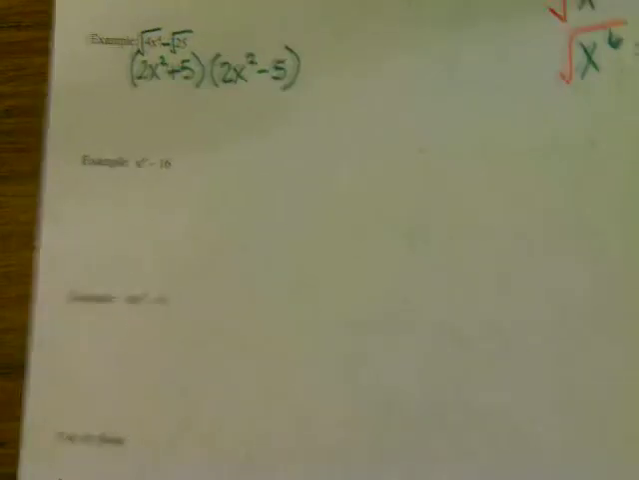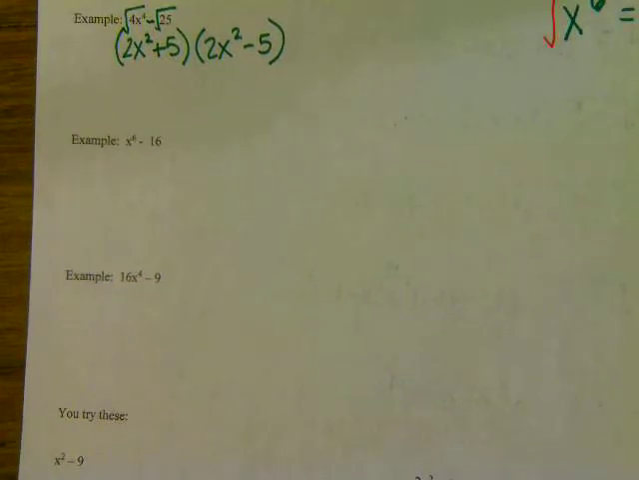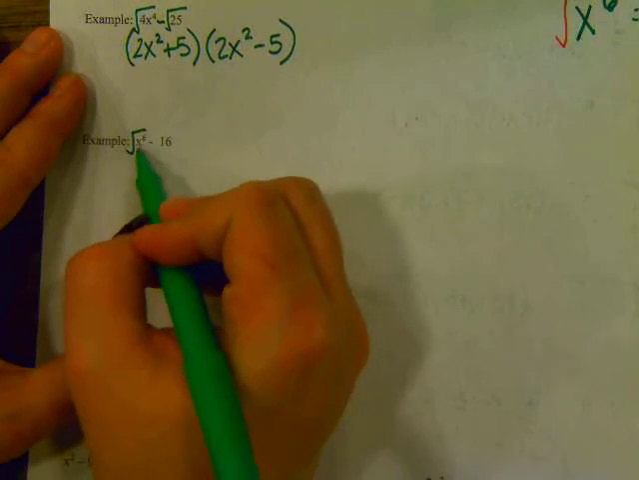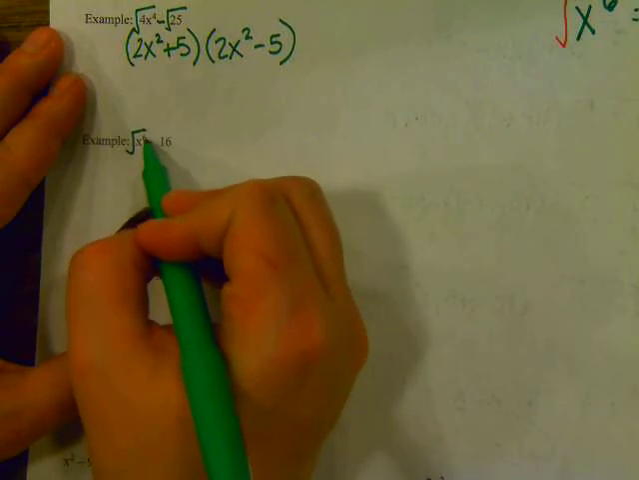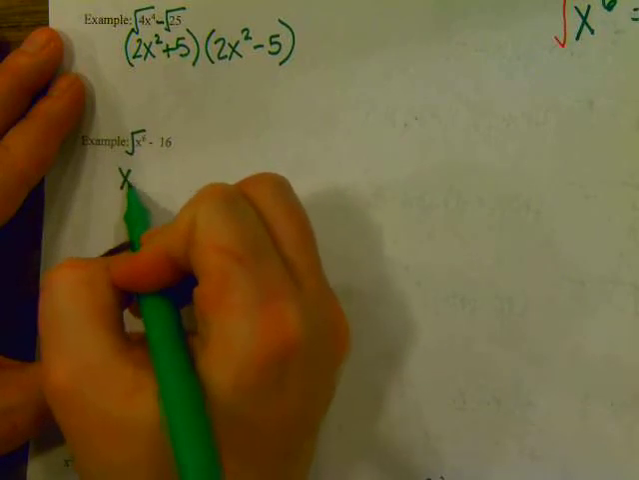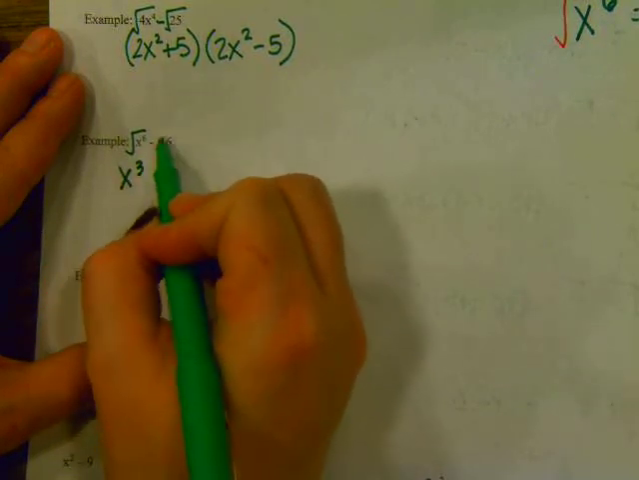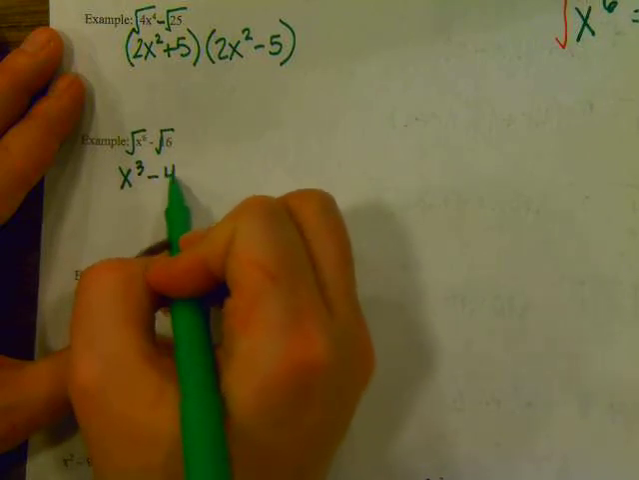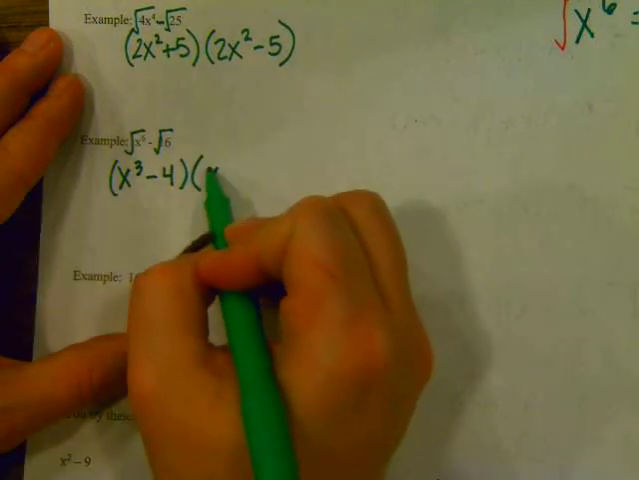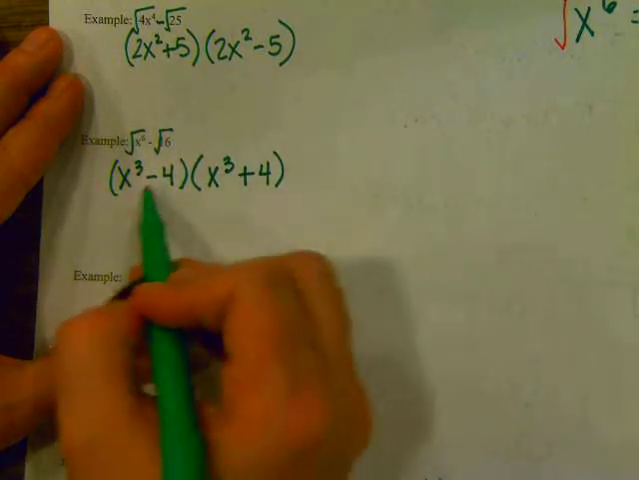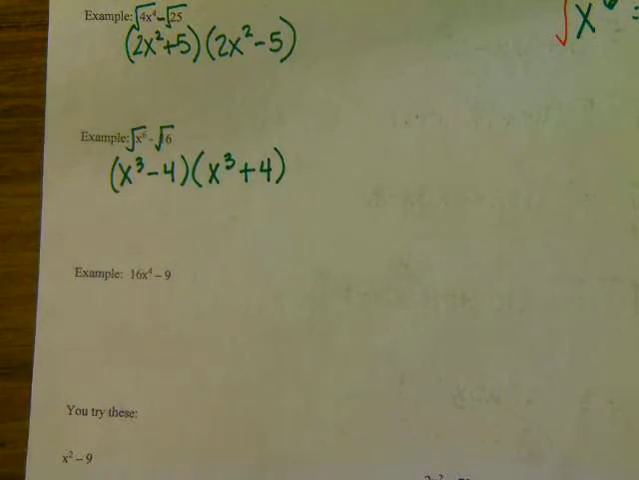Let's try 2 more examples here, and then I'll have you try a couple. Can you do the square root of x to the 6th? Yes, because this is an even exponent. Like I said, it'll be x to the 3rd. The square root of 16 is 4. So x to the 3rd minus 4 times x to the 3rd plus 4. Now again, it doesn't matter if you put the plus or minus first as long as you have one of each.